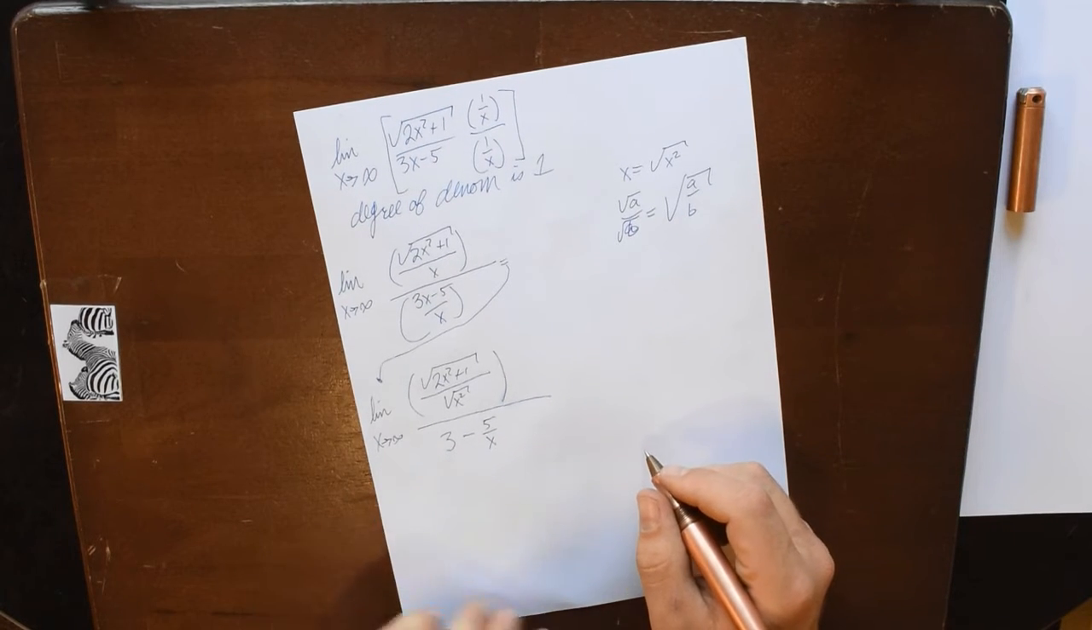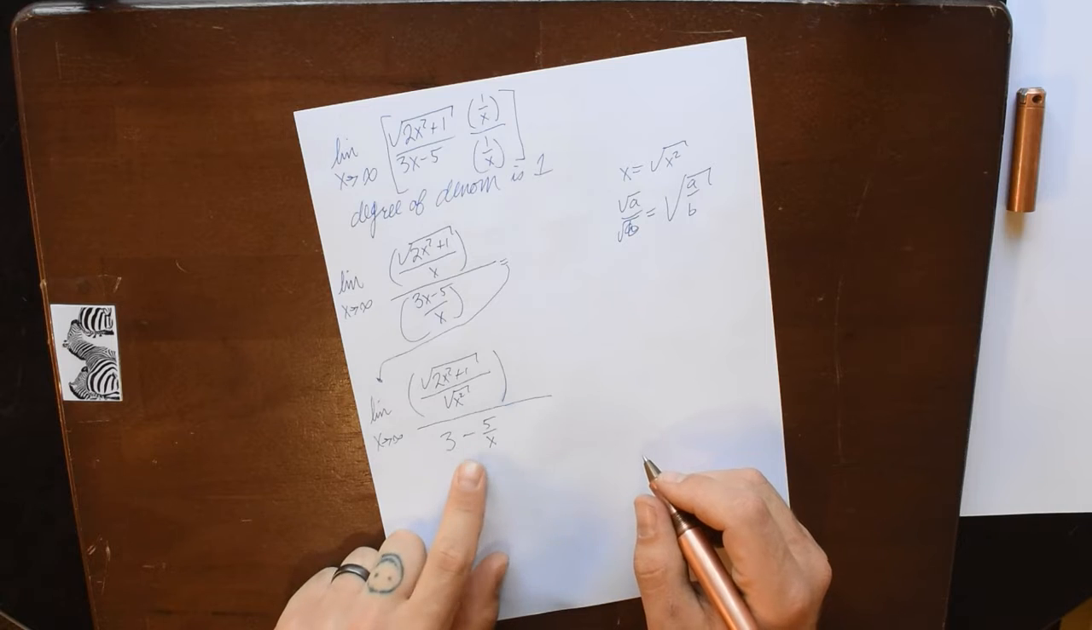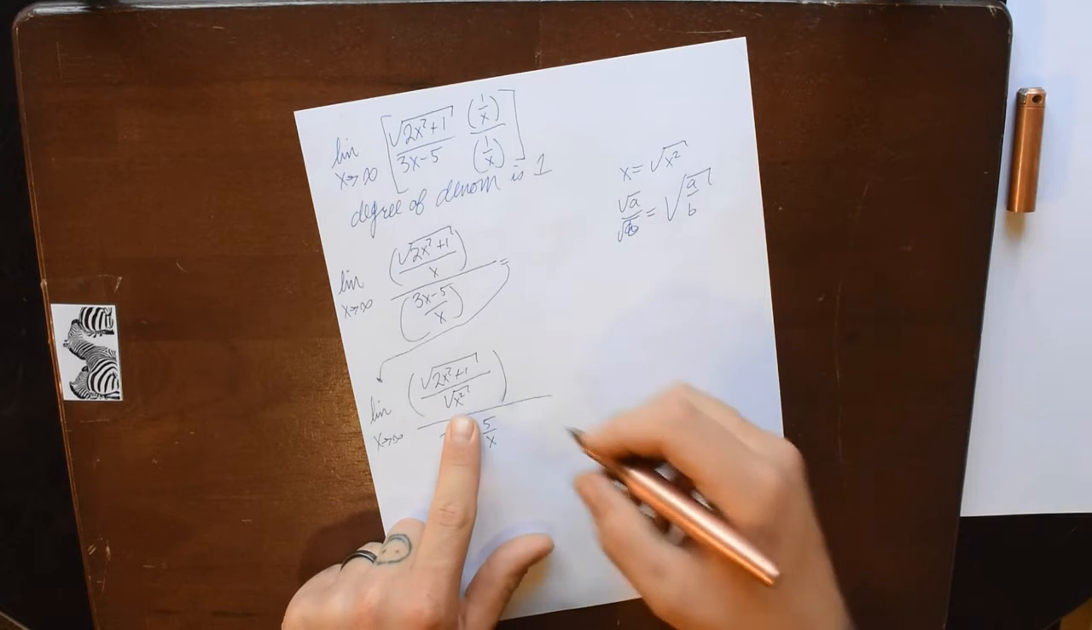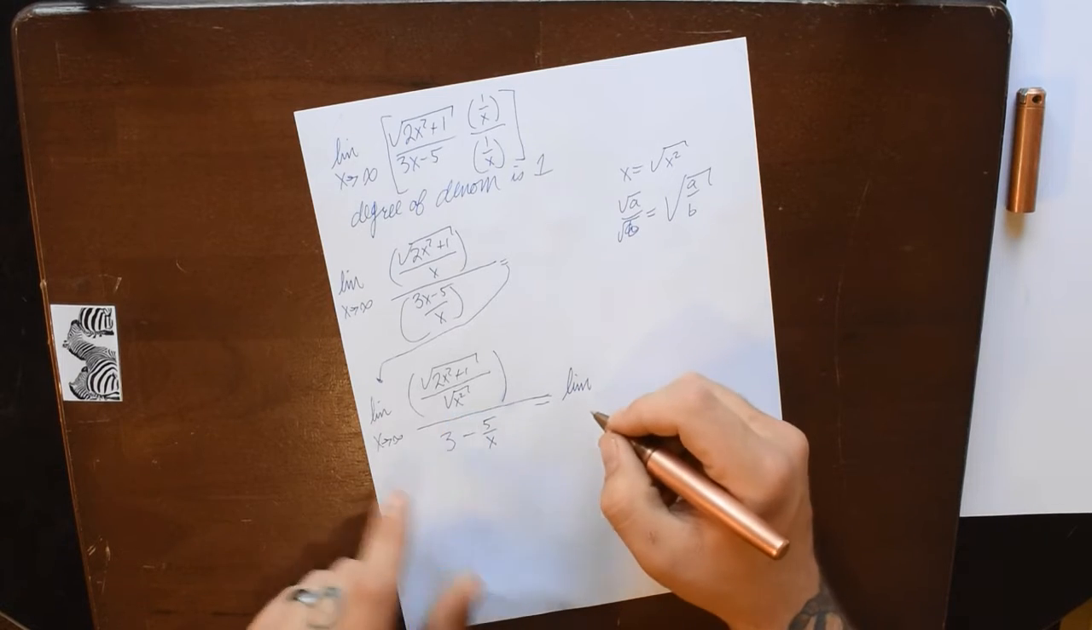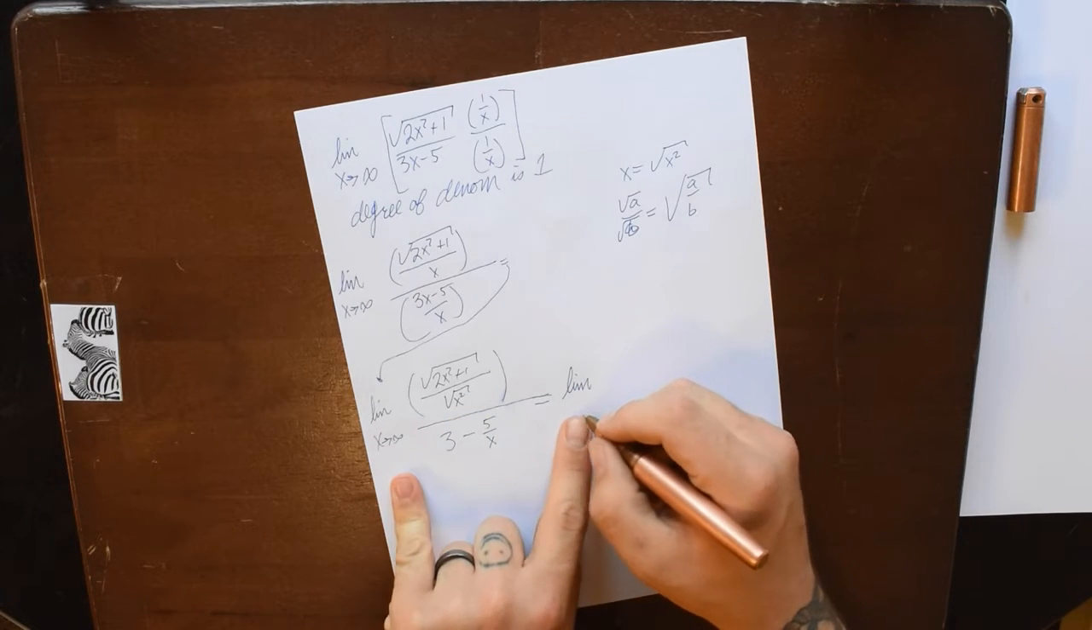So this denominator, we're going to leave it alone. We just need to not forget about it. We'll still manipulate the numerator a little bit. This is equal to the limit, because it's equal to a limit. These two limits are equal.